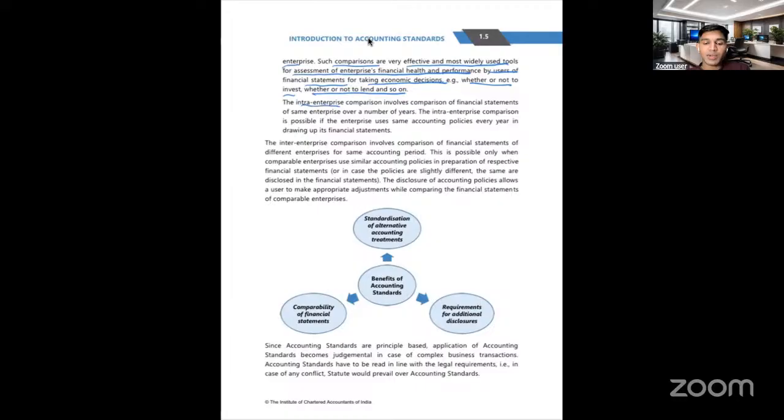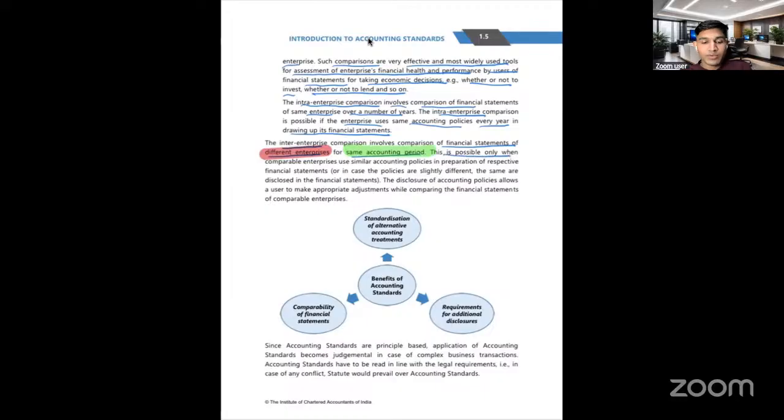The intra-enterprise comparison involves the comparison of financial statements of the same enterprise over a number of years. The intra-enterprise comparison is possible if the enterprise uses the same accounting policies every year in drawing up its financial statements. The inter-enterprise comparison involves comparison of financial statements of different enterprises for the same accounting period.